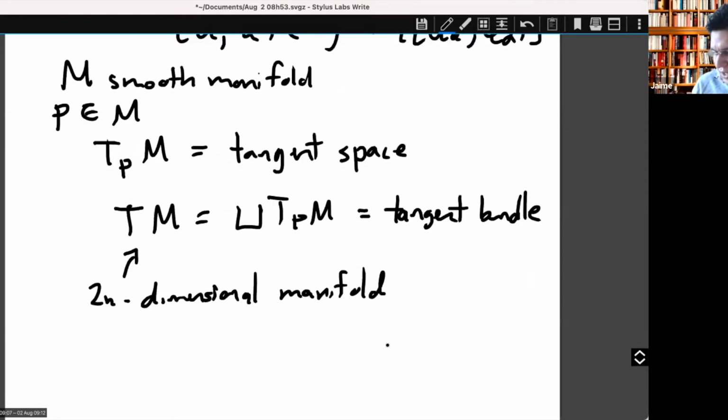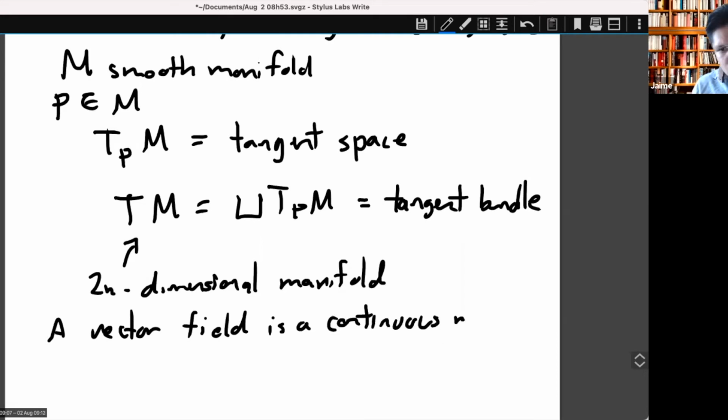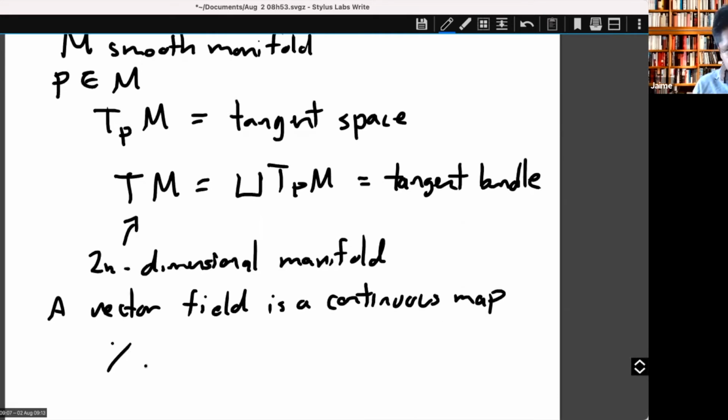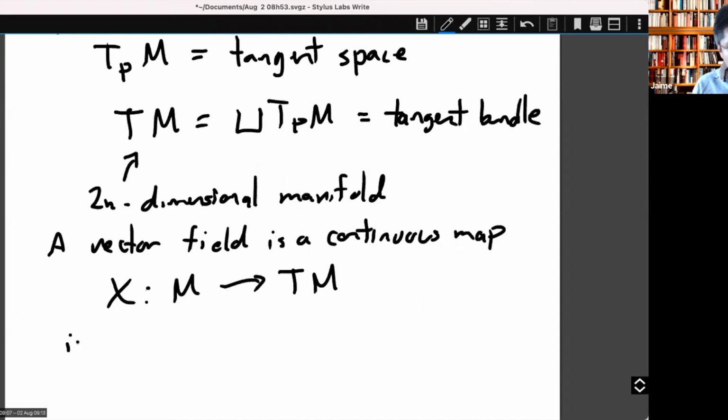Okay, and then a vector field is a continuous map from the manifold to the disjoint union of the tangent spaces itself. So it's what we call a section of the tangent bundle.